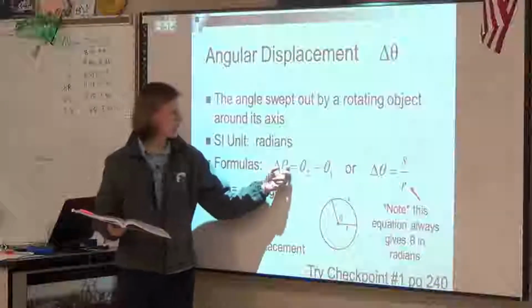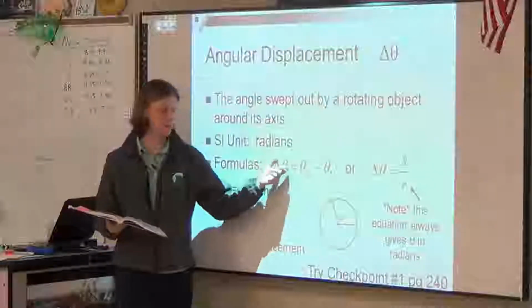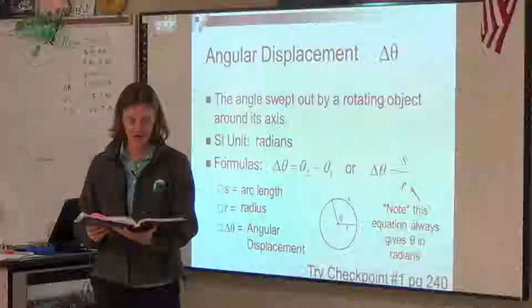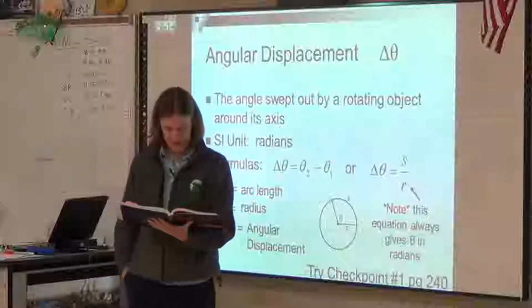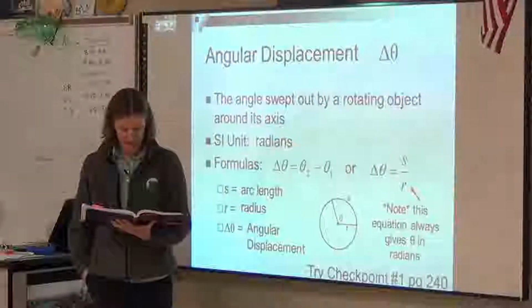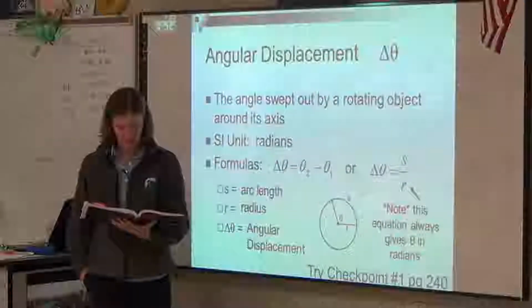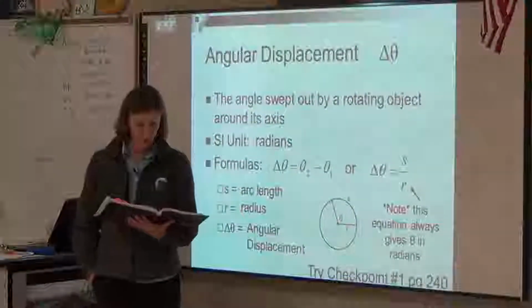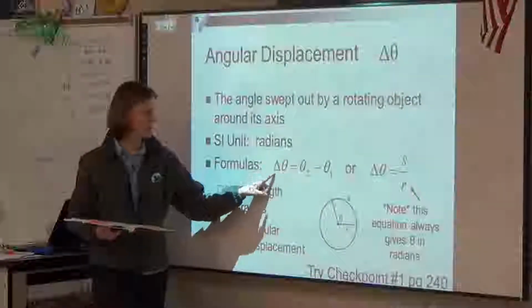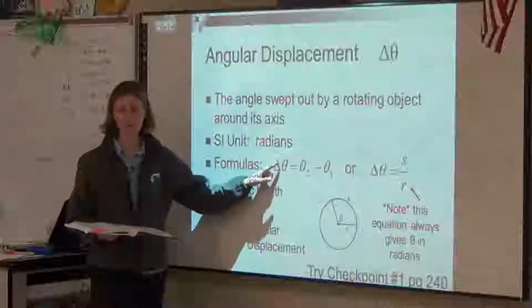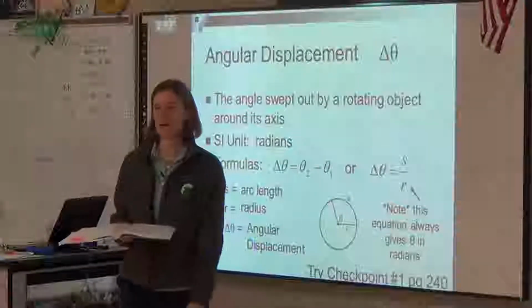Okay, and we're just using our formula that we already know for displacement. Displacement is final minus initial. It just happens to be angular displacement is final angle minus initial angle. So page 240, checkpoint 1, it says the disk in the figure can rotate about its central axis like a merry-go-round. Which of the following pairs of values for its initial and final angular positions, respectively, give a negative angular displacement? So in which cases will this be negative? Very good. Just final minus initial.